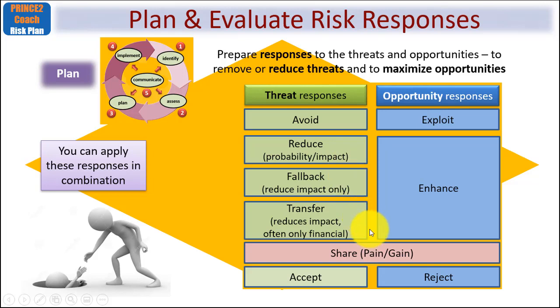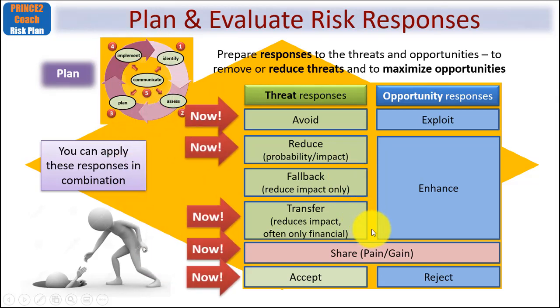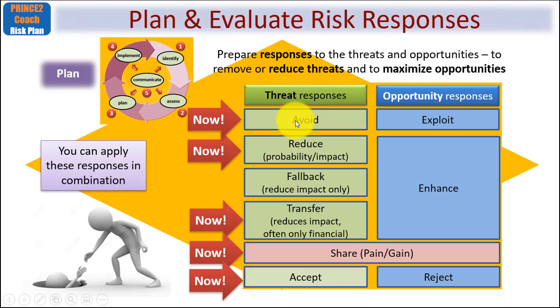But just for now, be clear on this. All of these mean that you're taking action now. Avoid, reduce, transfer, share, accept, exploit and reject. The only difference is fallback is where you plan to carry it out later, where you choose to do nothing now, but if the risk materializes, you've got a plan B, if you like, in your back pocket, and that's when you'll implement that response.